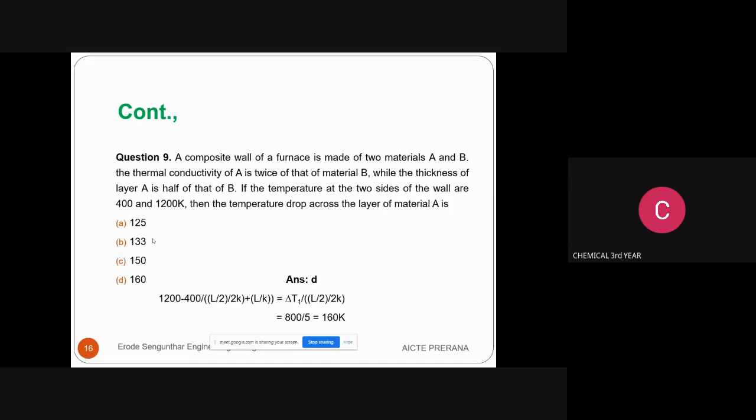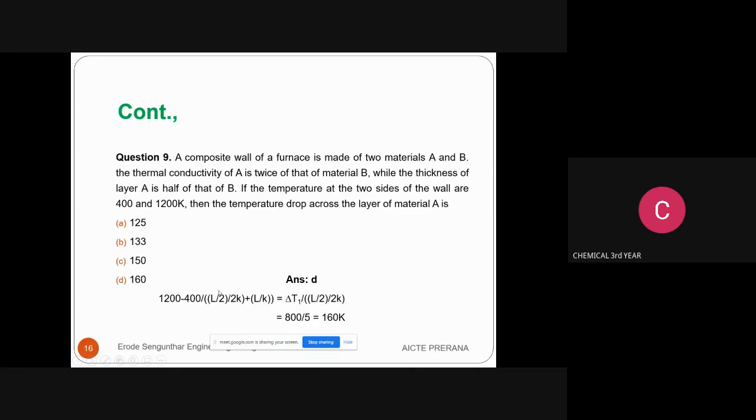If the temperatures at the two sides of the wall are 400 and 1200 Kelvin, T1 and T2 given, we can find the del T value. Then the temperature drop across the layer of material A. They are asking the temperature drop only for material A. Same thing, we can solve with the same kind of formula. Q is equal to minus K into dT by dx. If we substitute these things, this Q value will be the same only.